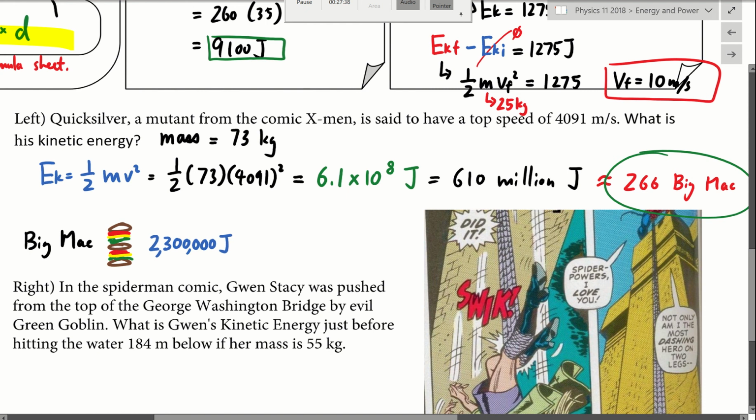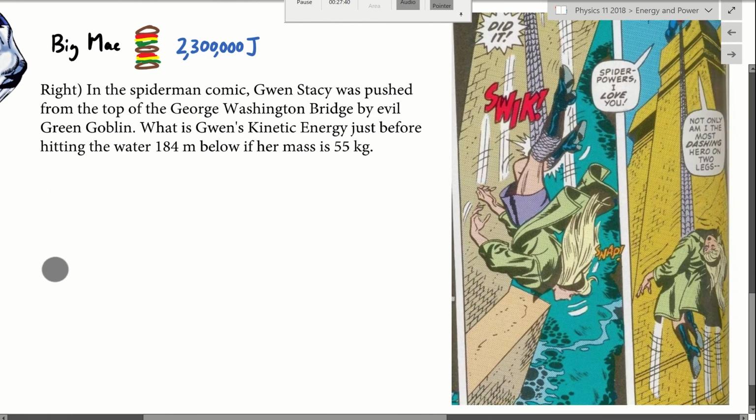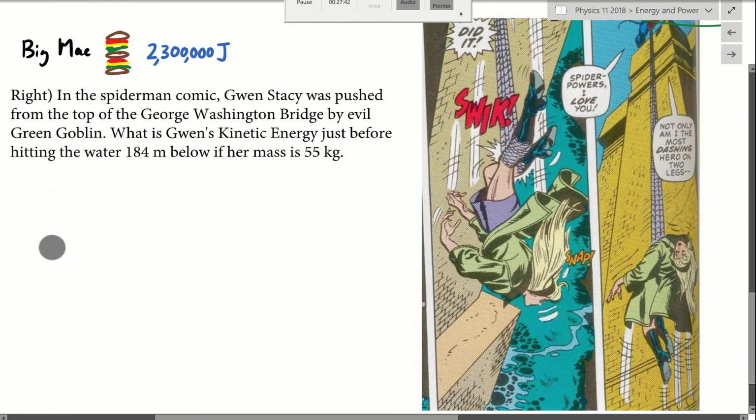Okay, now another movie analysis that we want to do. This one you also have to look at the video on the course webpage, and this time look at the one about Spider-Man and Gwen Stacy.